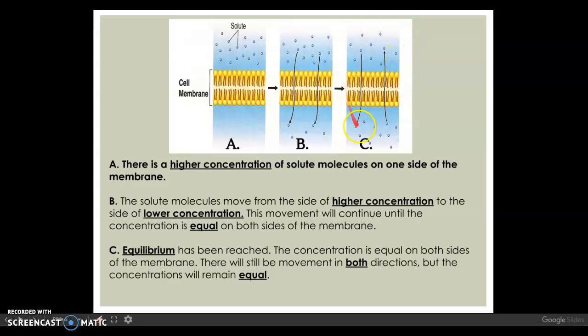Finally, in C, you can see that what we have reached is called equilibrium. This means that the concentration on both sides of the cell membrane is equal, even though the concentrations are finally equal by that movement from high to low. What will happen is those molecules will still consistently move in both directions, but the concentrations will still remain equal. An important takeaway from this is even in equilibrium, we still have movement of those molecules.